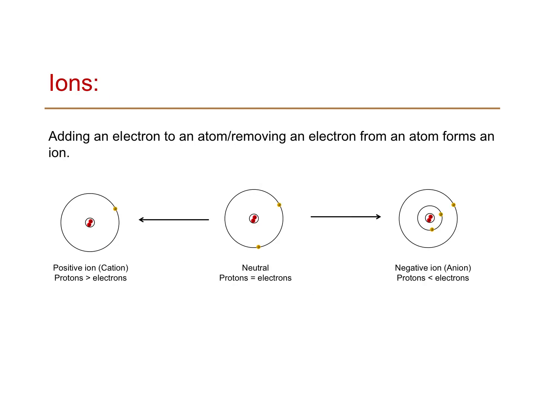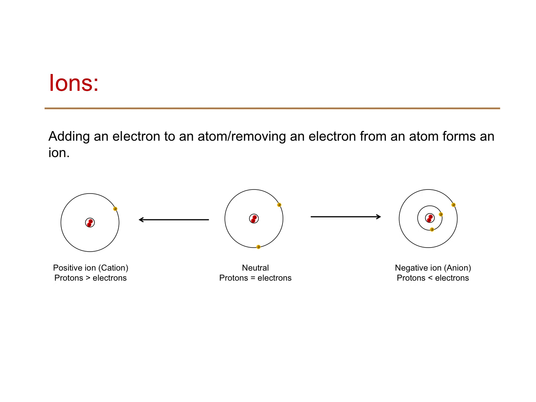Next, let us define what an ion is. In an atom, the number of protons, that is the positive charges, is exactly equal to the number of electrons, that is the negative charges. And because of this reason, an atom is electrically neutral.